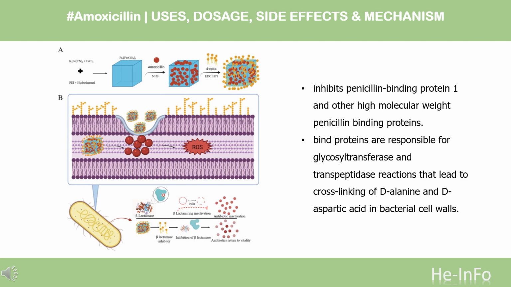Mechanism of action. Amoxicillin competitively inhibits penicillin binding protein 1 and other high molecular weight penicillin binding proteins. Penicillin binding proteins are responsible for glycosyltransferase and transpeptidase reactions that lead to cross-linking of D-alanine and D-aspartic acid in bacterial cell walls. Without the action of penicillin binding proteins, bacteria upregulate autolytic enzymes and are unable to build and repair the cell wall, leading to bactericidal action.